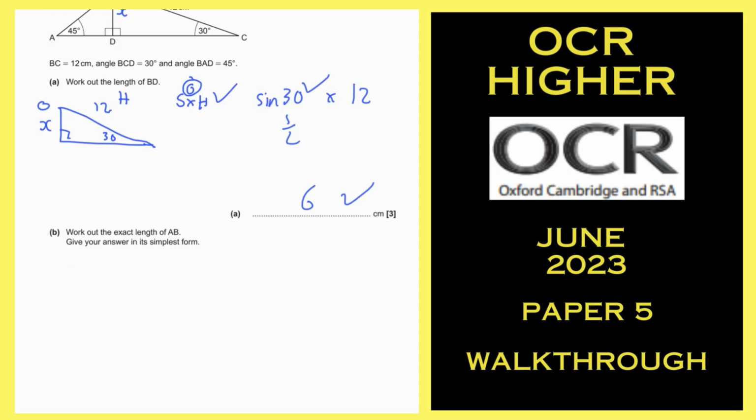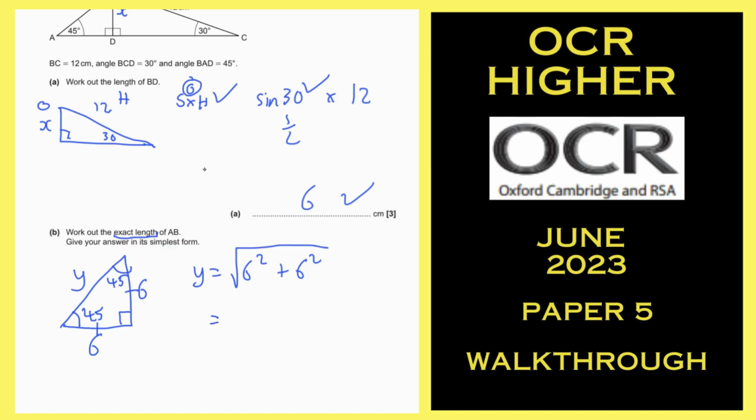Now, although it's given you a 45-degree angle, it's not SOHCAHTOA. The reason being, if that's 45, so is that, which makes it isosceles. So if that's 6, the bottom side is 6 as well. Work out the exact length of AB. I'll stick a Y on there. Yep, it's Pythagoras. Y is the hypotenuse, so it's the other two sides squared, added, square rooted.